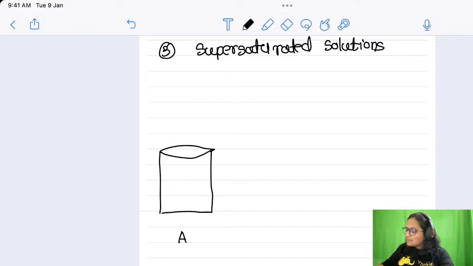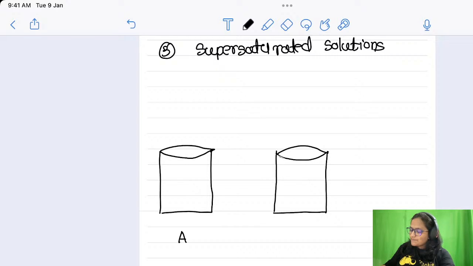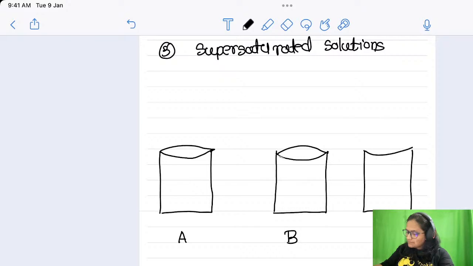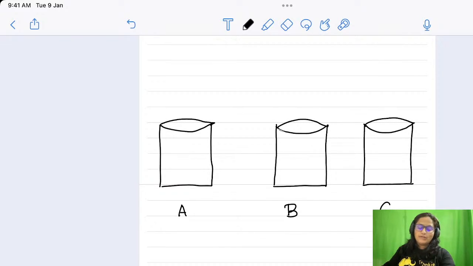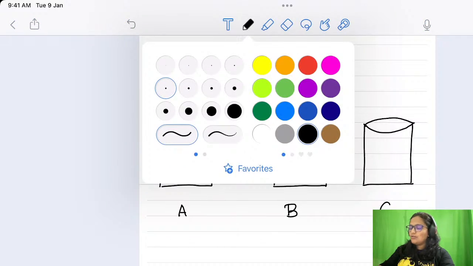So the second beaker I am taking, you can take test tubes, you can take a volumetric flask, whatever you want. Okay, this is the beaker B. And then last, okay, this is the beaker C. So these are the three beakers I am taking. Okay, you can take any vessel, it's not at all restricted.